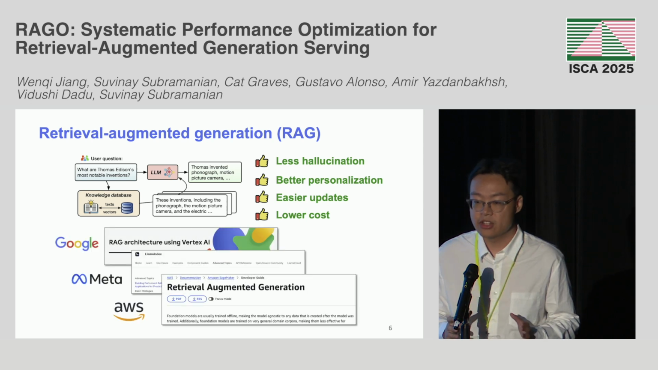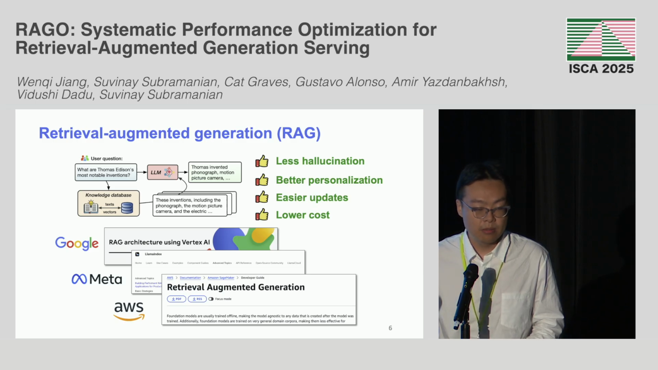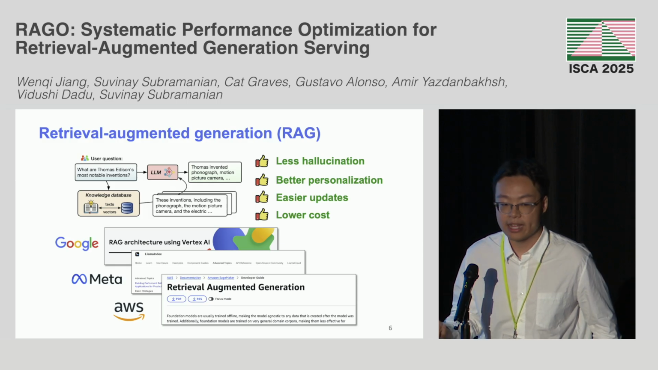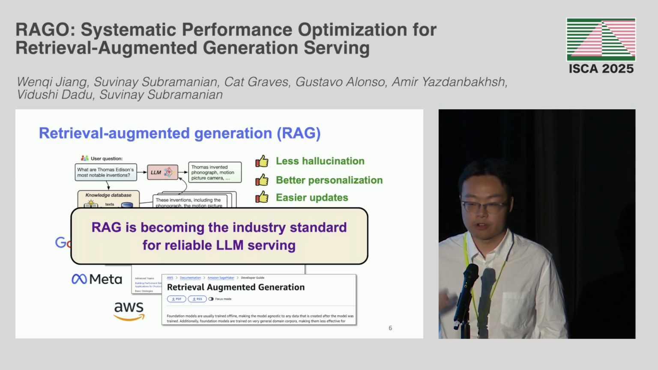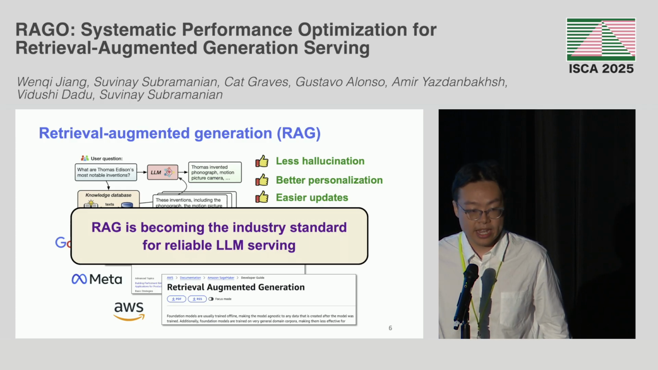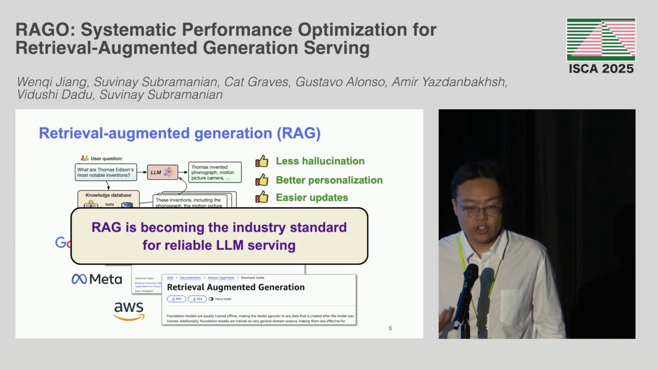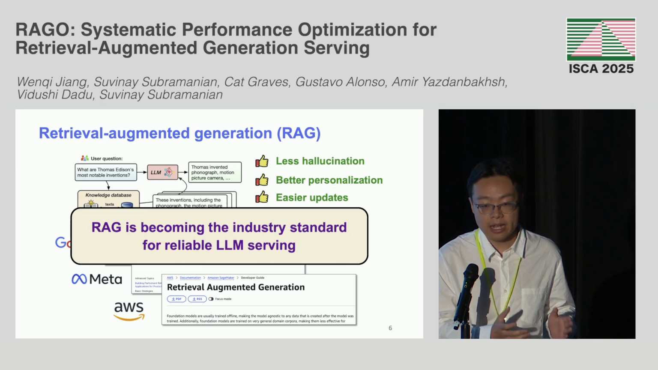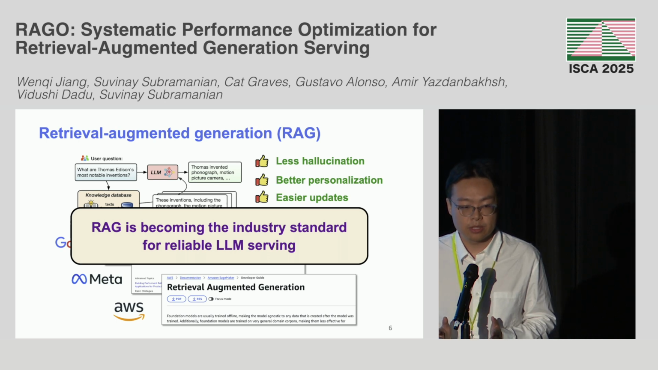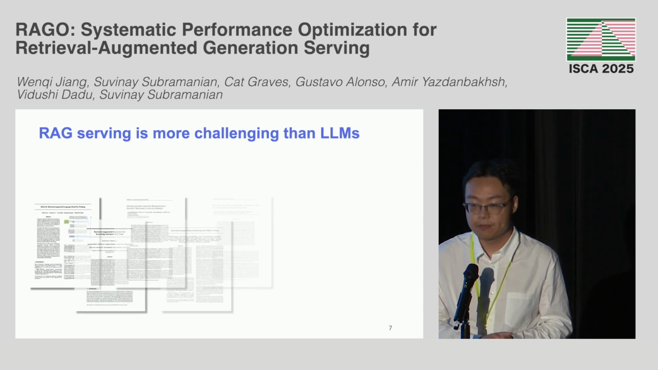With so many advantages, it's not surprising that RAG has gained popularity not only in academia, but also in industry, where all the major hyperscalers are racing to integrate RAG into their production systems. And as RAG is becoming the industry standard for reliable LLM serving, there's no doubt the efficiency of this new workload matters. So we wonder, what is the challenging point about RAG serving? Shouldn't it be straightforward to just combine these LLMs with retrieval systems? Well, it turns out RAG serving can be far more complex than it appears.